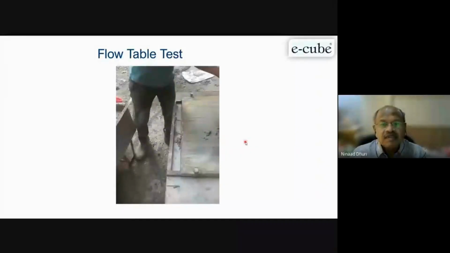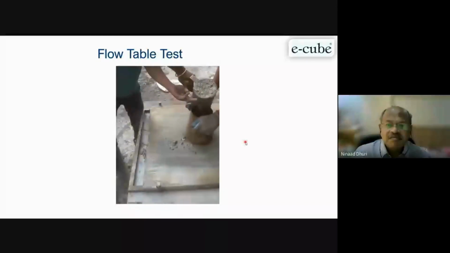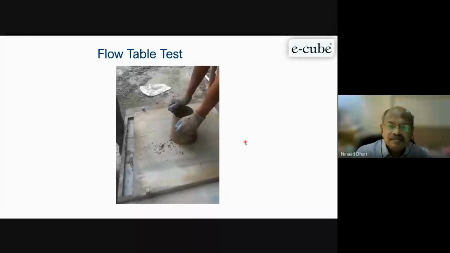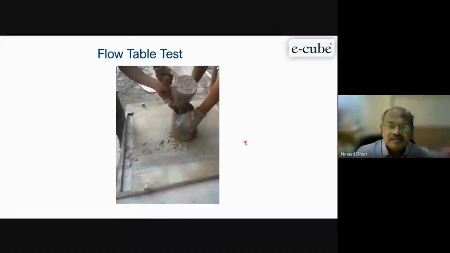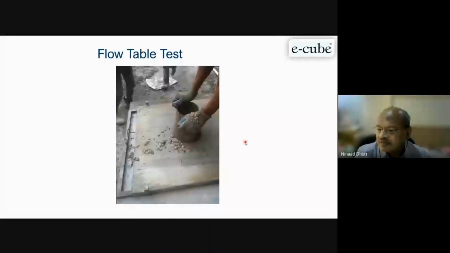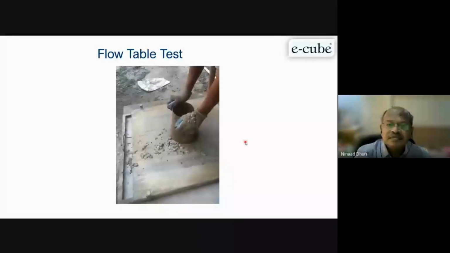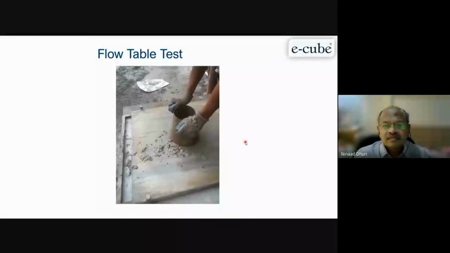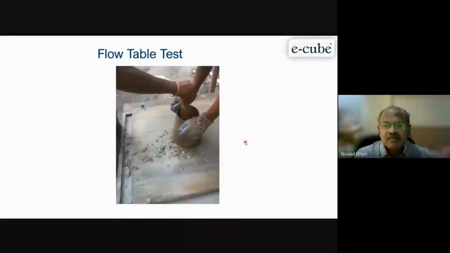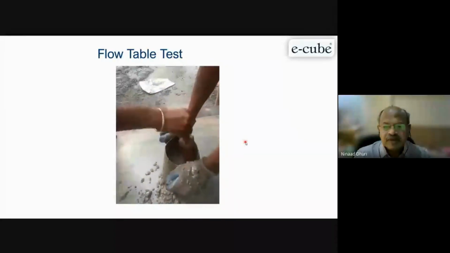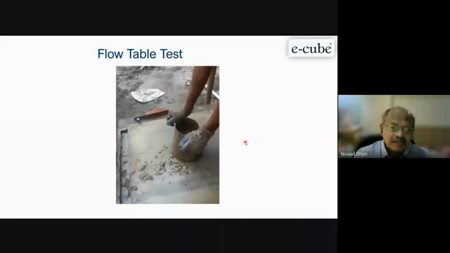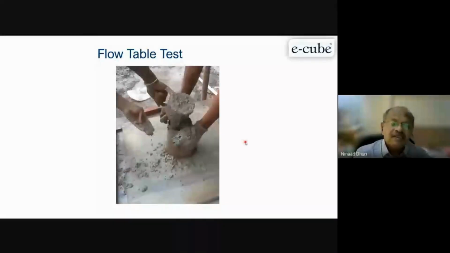You can see this test. We have taken it on the field itself. This is the slump, this is the flow test. This is that special tamping rod, a 40 by 40 wooden tamping rod. Normally we have a steel tamping rod that is 16 mm in diameter and 600 mm in length. That is for the normal slump test. This is a different test.